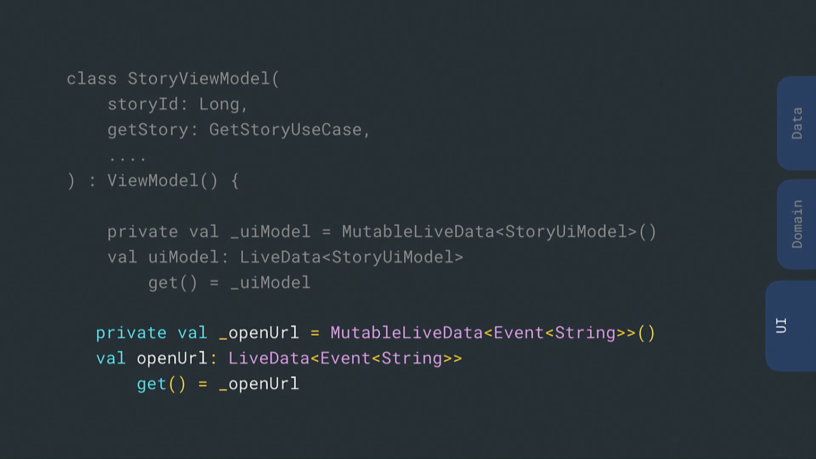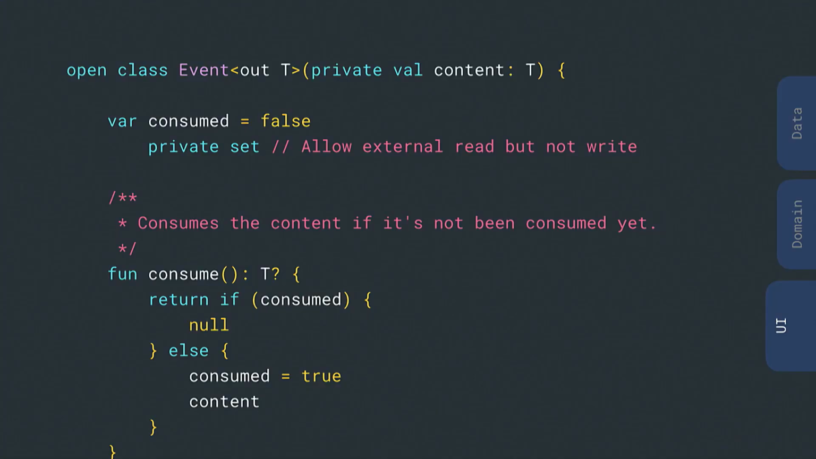The thing with the event is that when we're opening a URL, for example, and then we're rotating the device, we want to make sure that we're not opening that URL again just because we're binding again to that live data information. So to do this, we created this wrapper over the information in live data. The only thing that this wrapper has extra is this consumed flag. And this flag is moved to true once we got the data from the live data once.